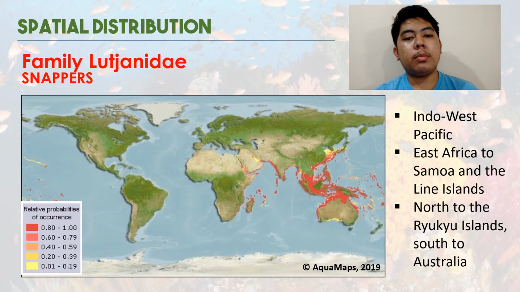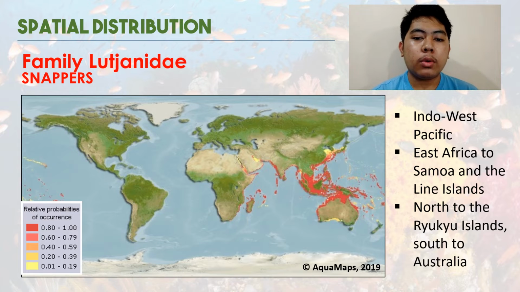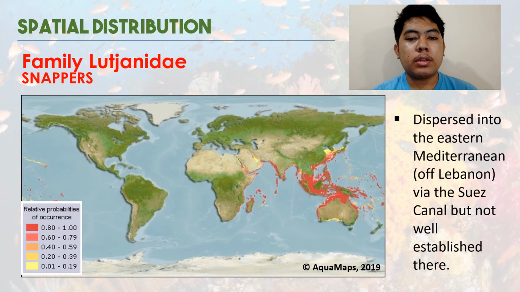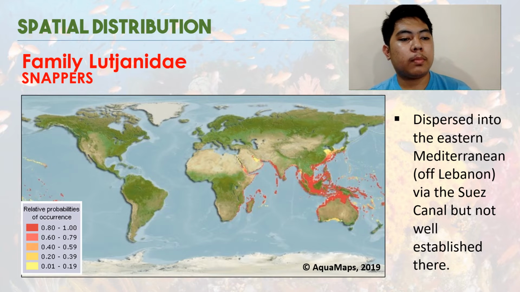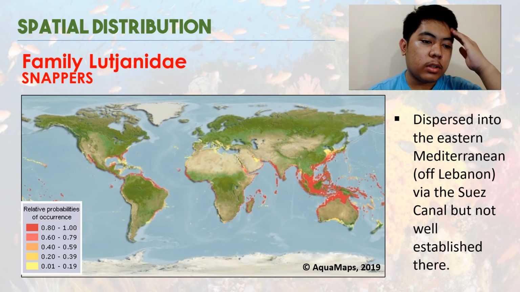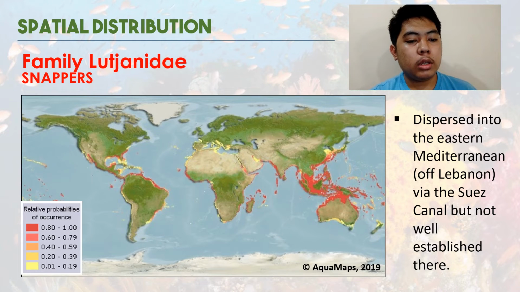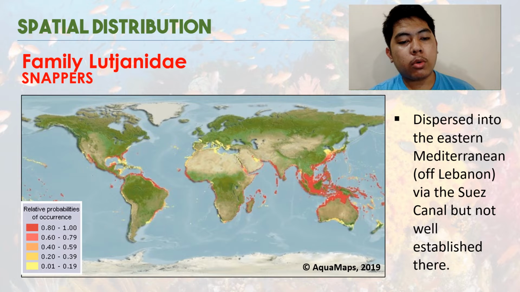For their spatial distribution, they are found in the Indo-West Pacific, East Africa to Samoa and the Line Islands, north to the Ryukyu Islands, and south to Australia. They are also dispersed in the eastern Mediterranean via the Suez Canal but not well established. They are probably located in these areas, but by 2050 they are projected to be located in the same areas where they have been recorded previously, but with lower probabilities of occurrence.